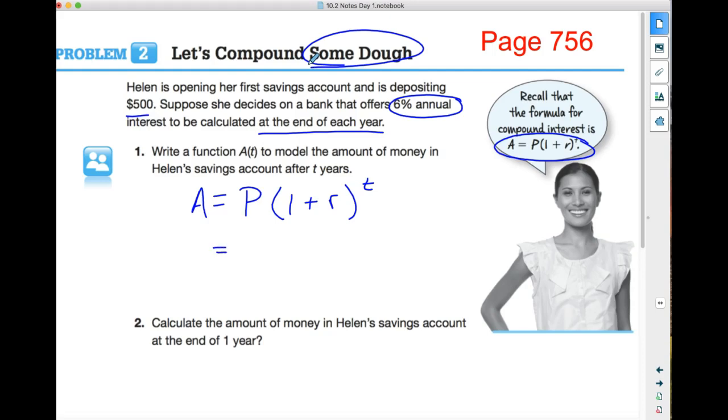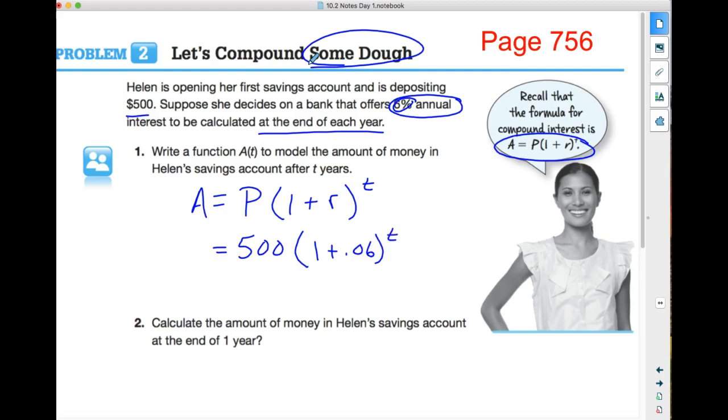So all we're going to do is the principal she put in was $500. That's going to get multiplied. If they're paying you 6% interest, I'm pretty certain, notice, say 1 plus 0.06. Your rate always goes in as a decimal. And we're going to leave it in there for t years.